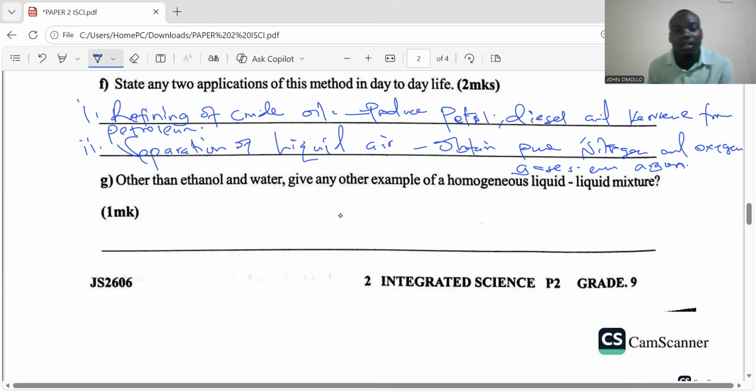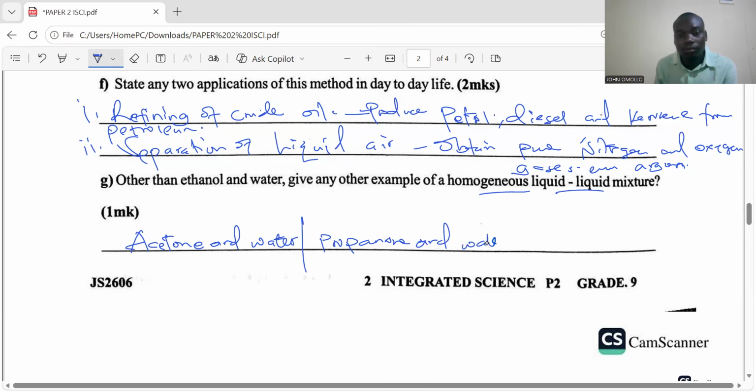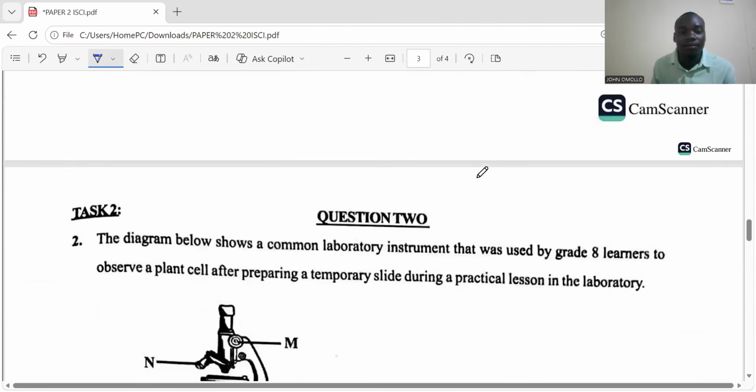Other than ethanol and water, give any other example of a homogeneous liquid-liquid mixture. Number one, we can talk about acetone and water. We can talk about propanol and water. We can talk about petrol and diesel, etc. Those are liquid, and they are homogeneous.